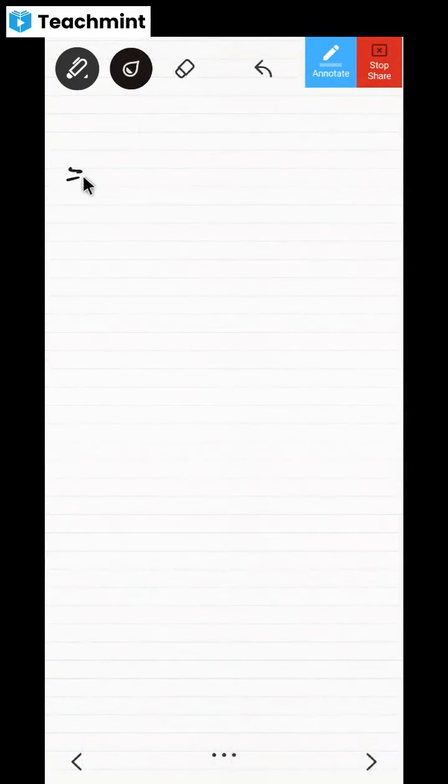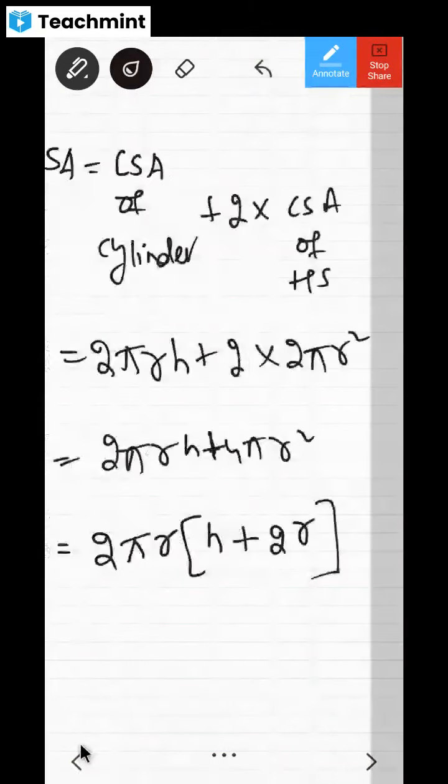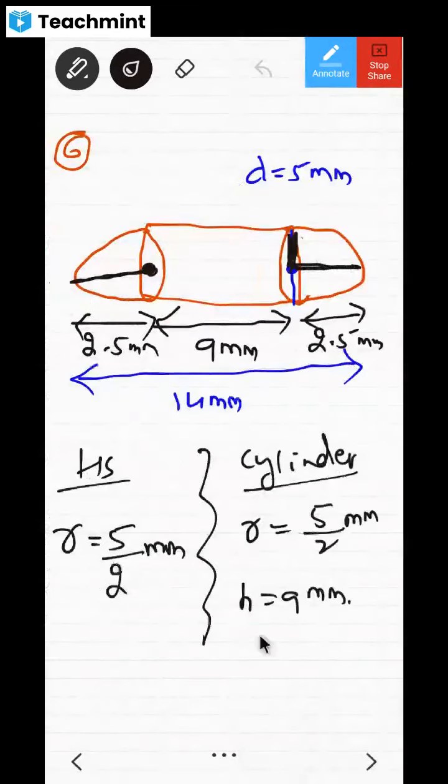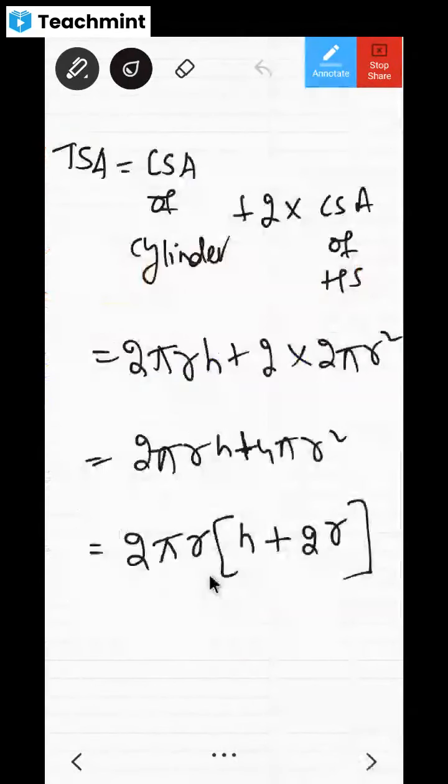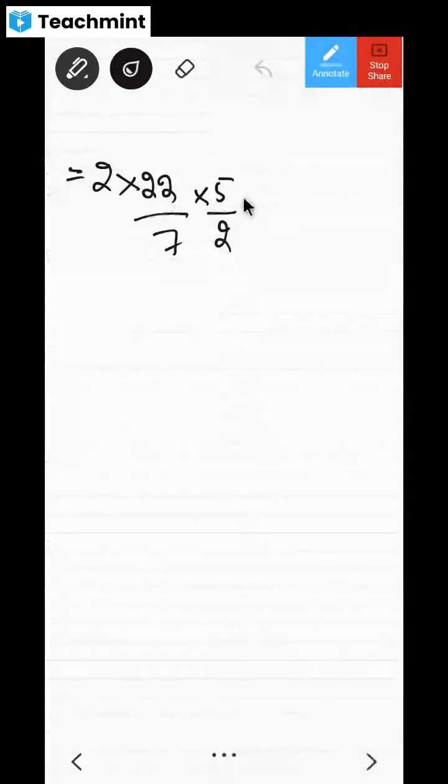That is equal to 2 pi r, what does it become? 2 into 22 by 7 into r, what is there? 5 by 2 is there. No, write it as 5 by 2 only. Don't write it as 2.5. Let it be 5 by 2 only. Afterwards, if there is no option, we'll make it 2.5. But right now, this r has to be written as 5 by 2 only. These are some of the tricks.